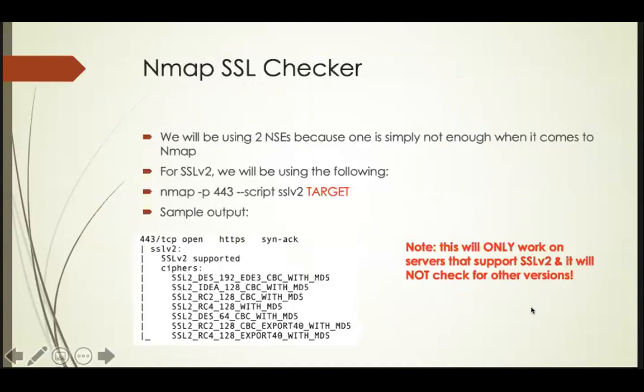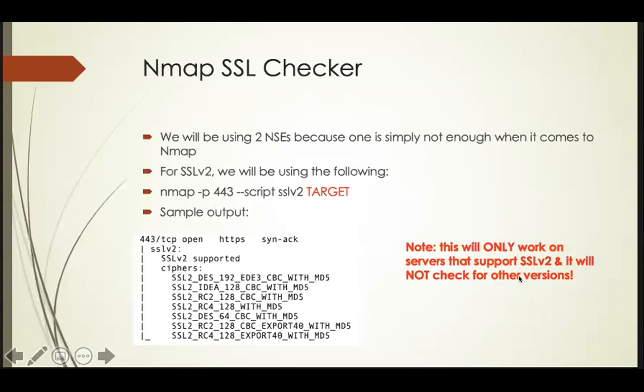So let's start with the Nmap SSL checker. Now, Nmap is not really convenient because it requires you to use two NSE scripts, because it uses a different one for SSL version 2 and the rest. The first one is an NSE script called sslv2. This will only work on servers that support SSL version 2, and it will not check for other versions. So if you have TLS 1.0 or SSL version 3 on the same server, it will not check for it. It will only check for SSL version 2, which is why I'm saying that Nmap is not really convenient for this.